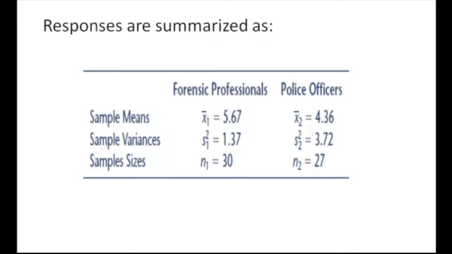Responses are summarized as: for forensic professionals, the sample mean is 5.67. The sample variance is 1.37 and the sample size is 30. For police officers, the sample mean is 4.36. The sample variance is 3.72 and the sample size is 27.